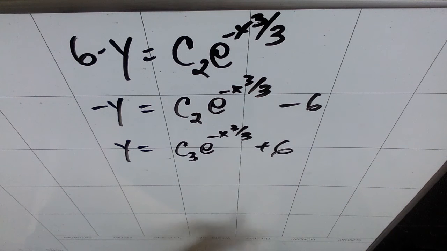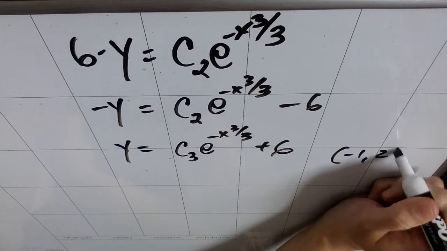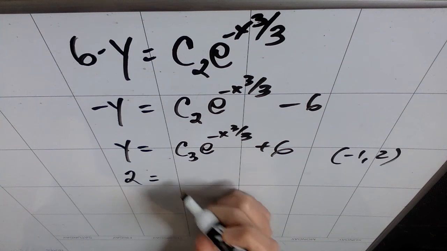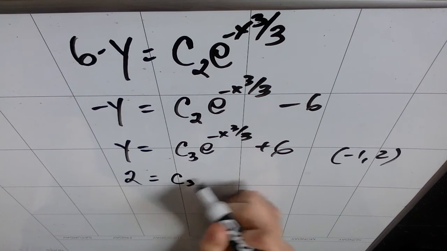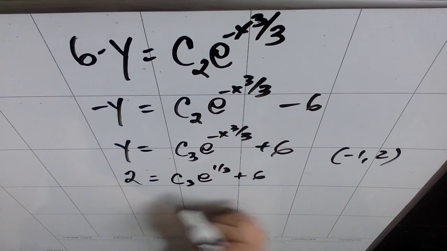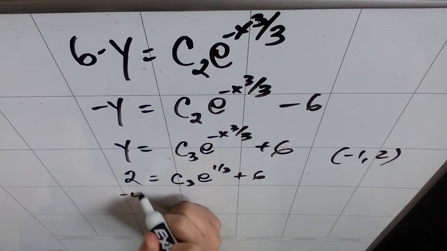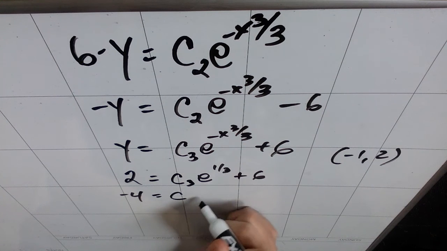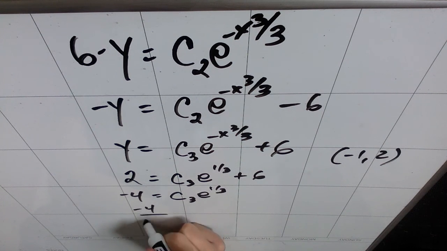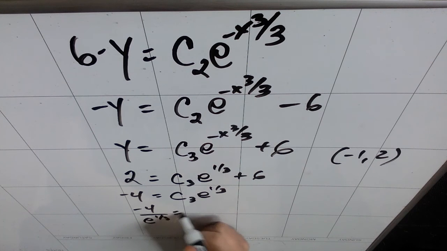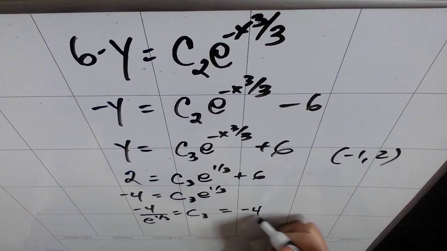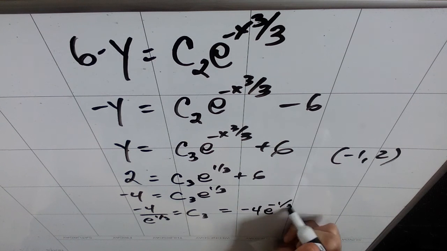Cool. So now I'm going to go ahead and plug in my point (-1, 2) and see what happens, right? So I get 2 equals c sub 3 e to the positive 1/3, right, plus 6. So I'm going to get that this is a -4 equals c sub 3 e to the 1/3. I'm going to divide by that. I get -4 over e to the 1/3, and that's fine. If you wanted to call that your c sub 3, nobody would mark it wrong. The other way you might see this is as -4 e to the -1/3, right?